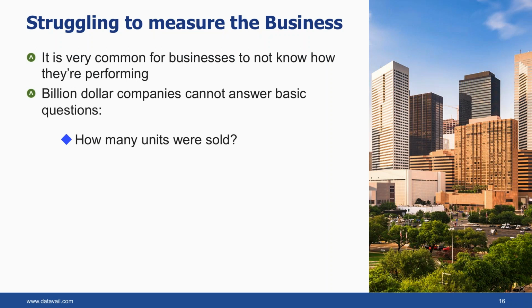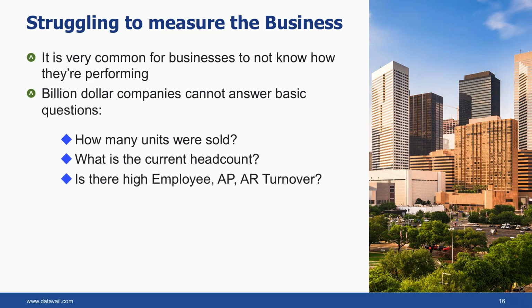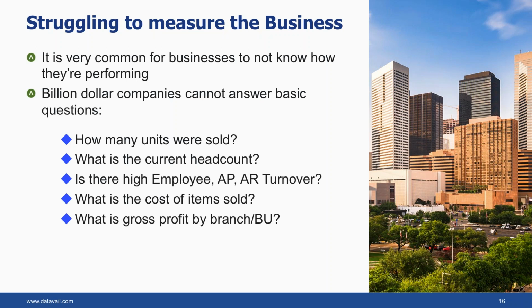Things like how many units were sold of a specific product, or what's the current headcount of our FTEs within the organization. And is there high employee turnover, payables turnover, receivables turnover? Do you know? And then what's the cost of our items sold? And what's maybe gross profit by branch or business unit? What's the output? And it even gets more complicated for some organizations if you try to slice that or look at a different or a single perspective or point of view of the organization, perhaps by region of the business, that sort of thing. And why do we need this?